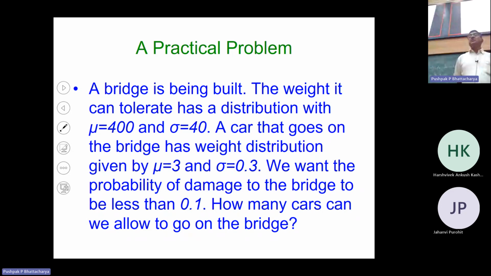How many cars can we allow to go on the bridge? That's a question which the city authorities have to answer. How many cars will it be safe to allow simultaneously to be on the bridge?